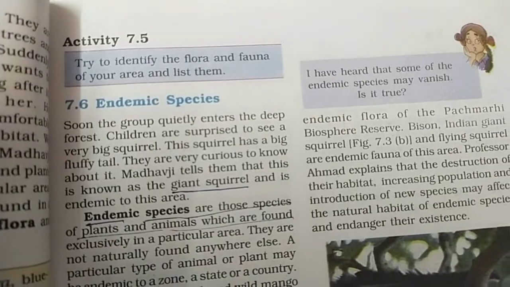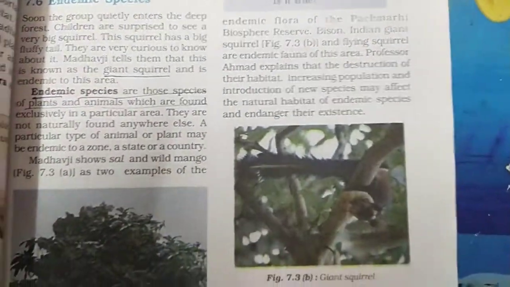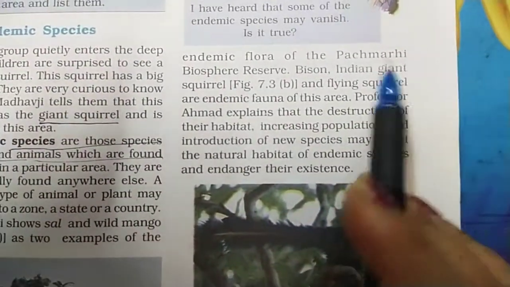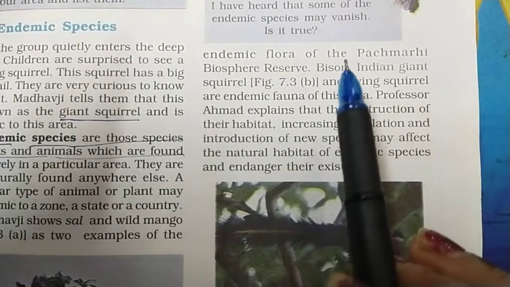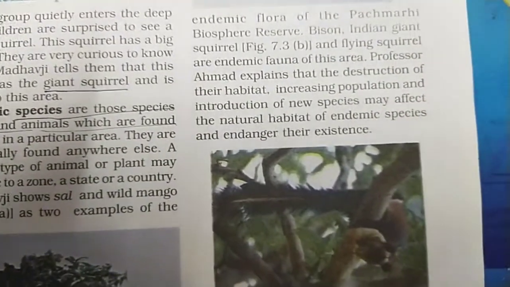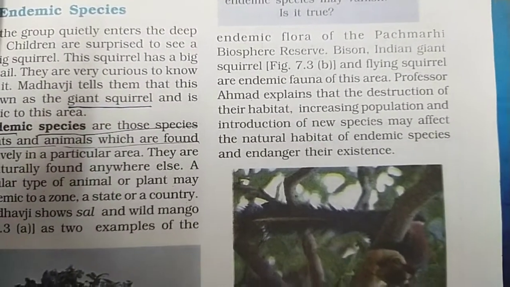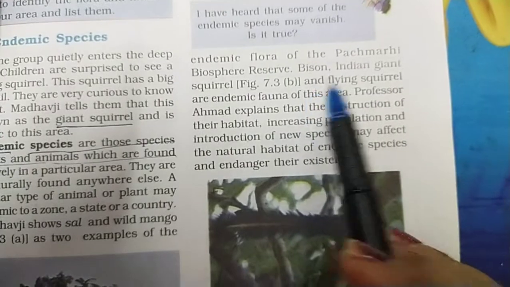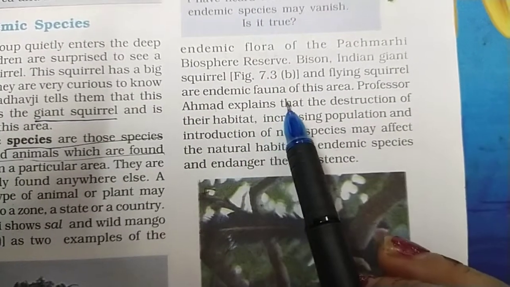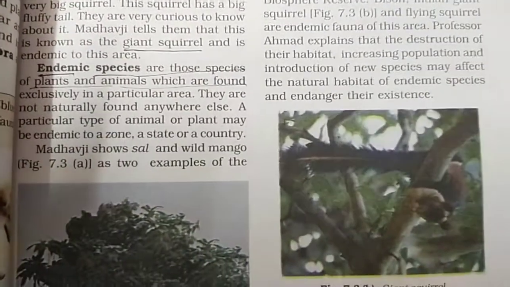Now, sal and mango are plants or trees which are endemic flora of the Pachmarhi Biosphere Reserve, which we are studying in this chapter. Bison, Indian giant squirrel and flying squirrel are endemic fauna of this area. So this is all about endemic species.